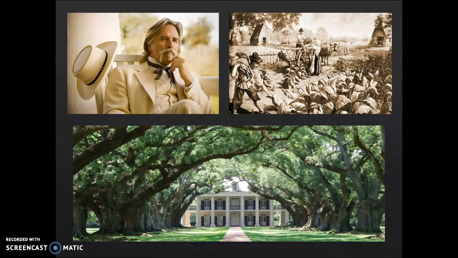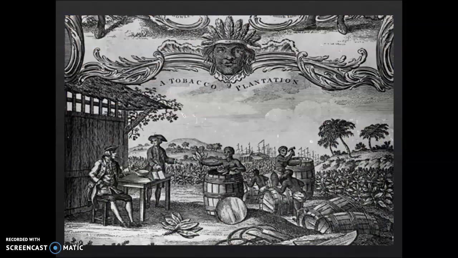These are just some pics to give you an idea of this Southern way of life. You've got a very stereotypical shot of a plantation owner, from some movie, very Colonel Sanders-esque there. You've got a painting here of an indentured servant or a couple of indentured servants working in a tobacco field. This is most likely tobacco. And you've got a modern day shot of a plantation home. A lot of these are still up. You've probably seen them around different places.